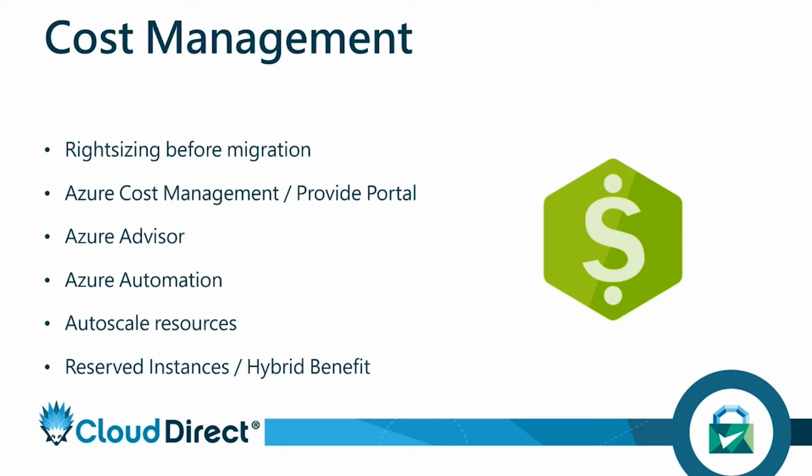We touched on Azure Automation briefly, but again, you can use that for shutting down environments out of hours if you're not using them. So typically, environments like dev test are only going to be used from say 8 till 8, Monday to Friday. So switch them off out of hours and at the weekends, and you will instantly reduce your Azure costs.